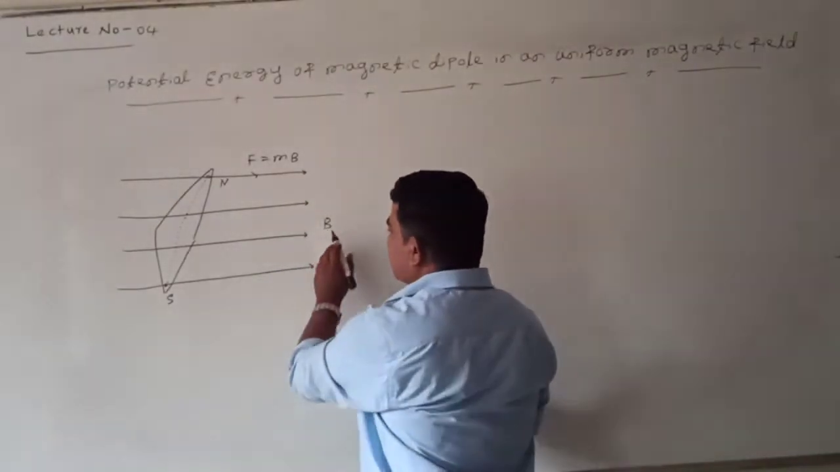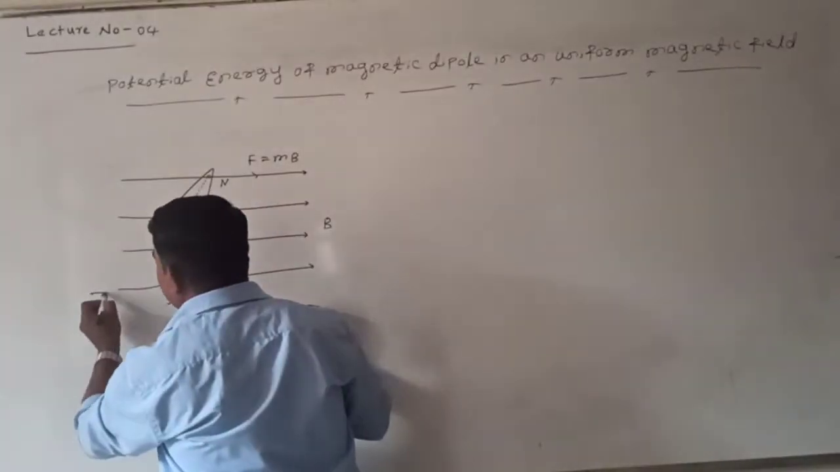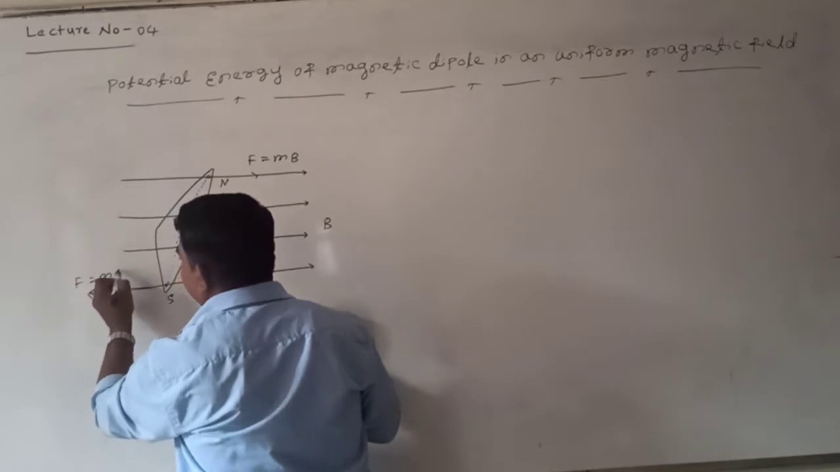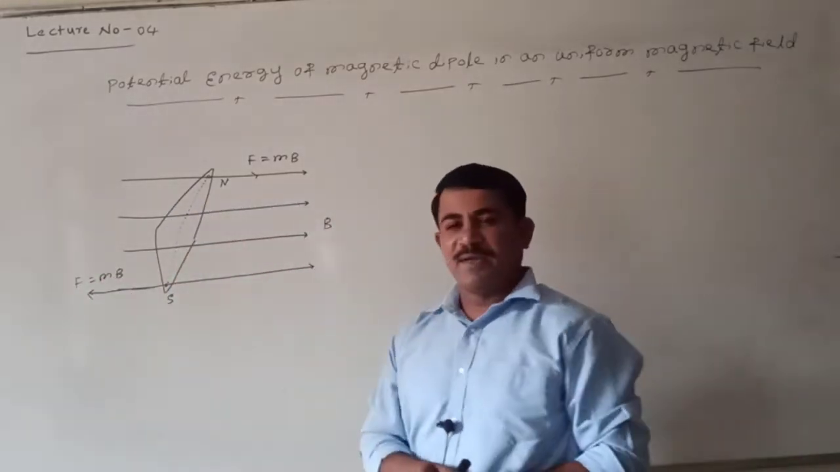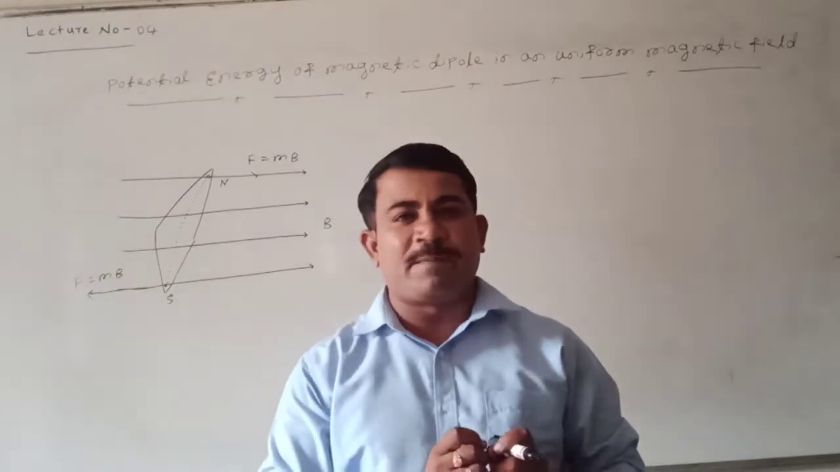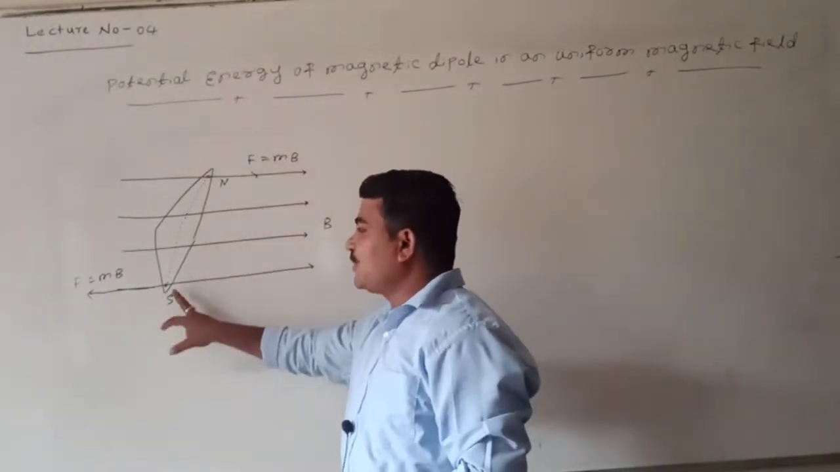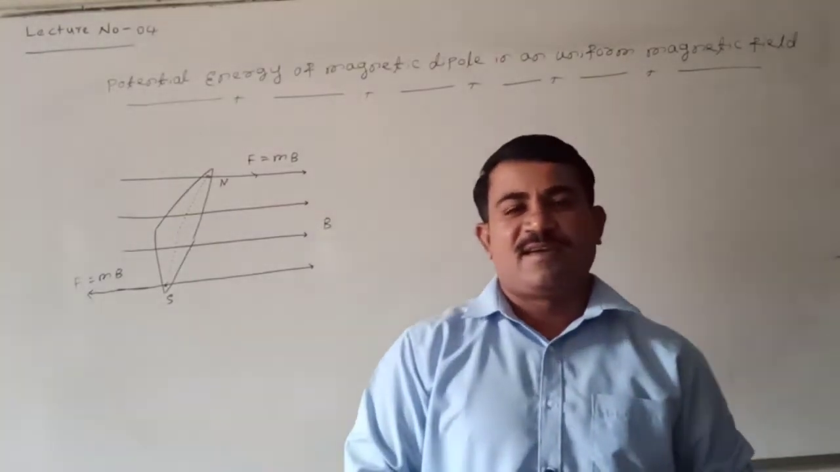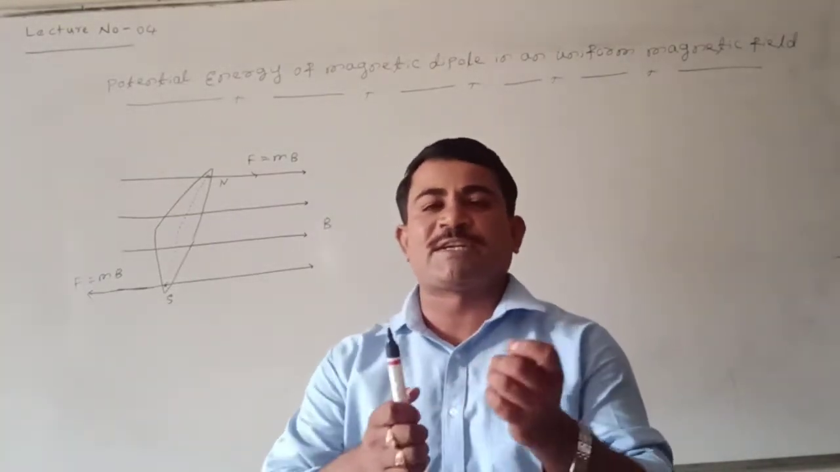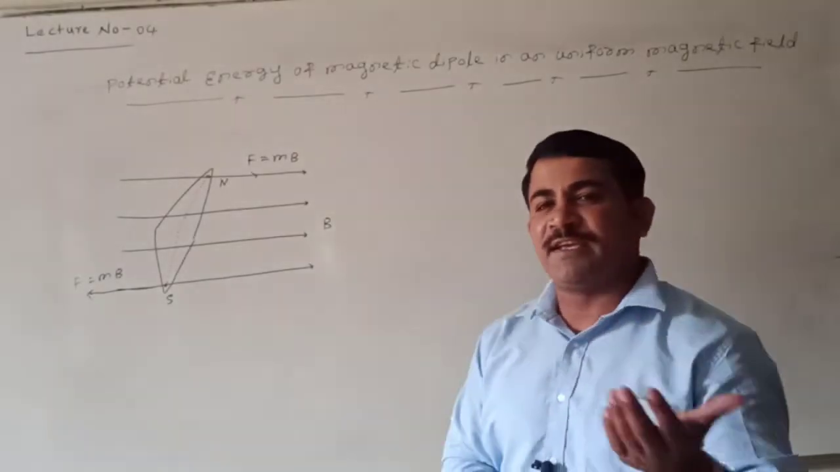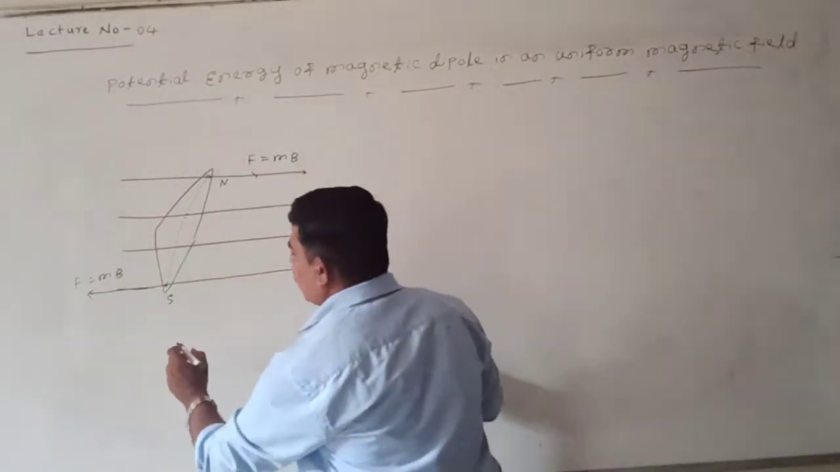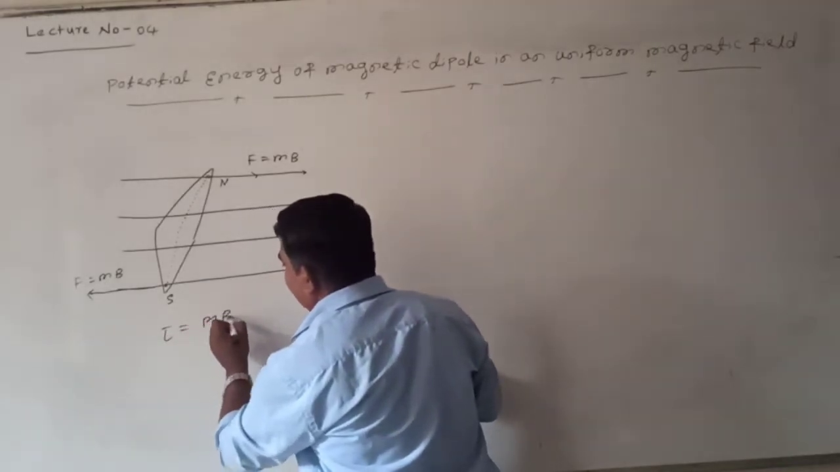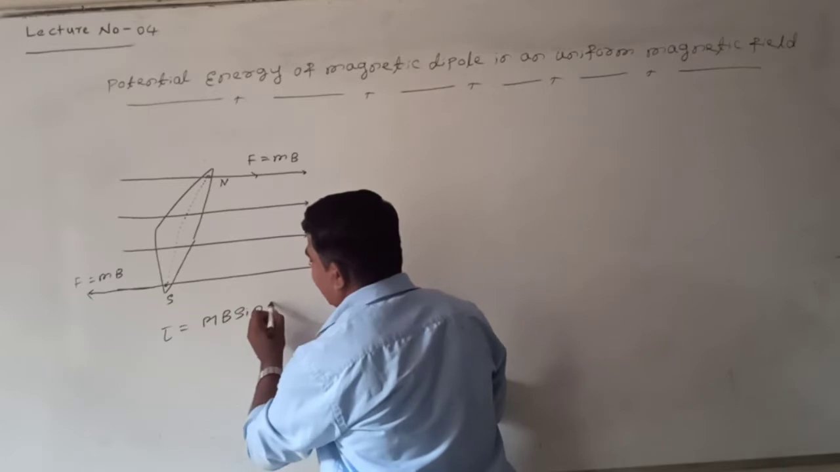Similarly, in the presence of this magnetic field B, the south pole also experiences a force in the opposite direction, which is also small m into B. So, in the presence of magnetic field B, the north pole and south pole experience equal and opposite forces, so a torque is acting. How much torque? In the last class we already saw that the torque experienced by the magnetic dipole is equal to M B sin theta.